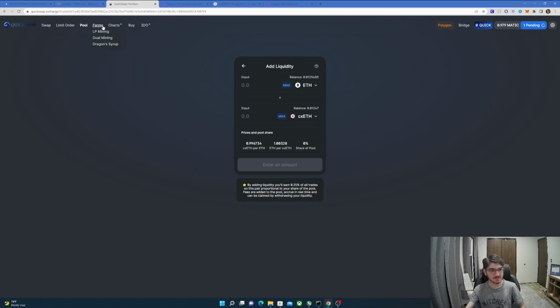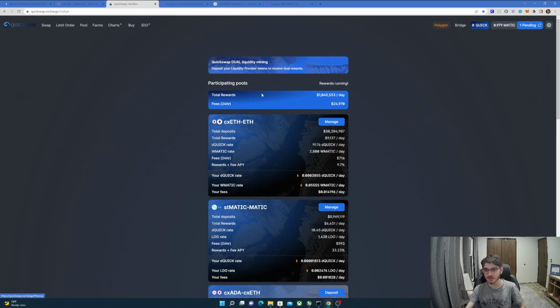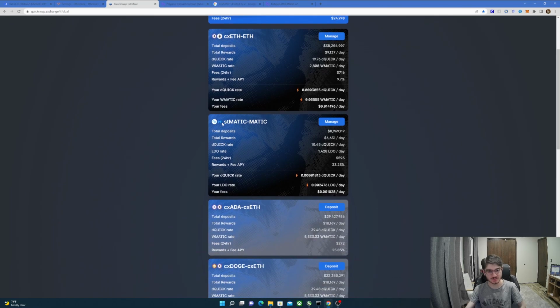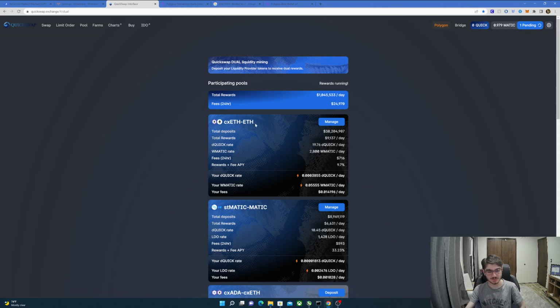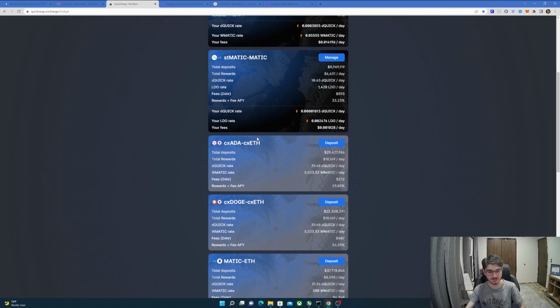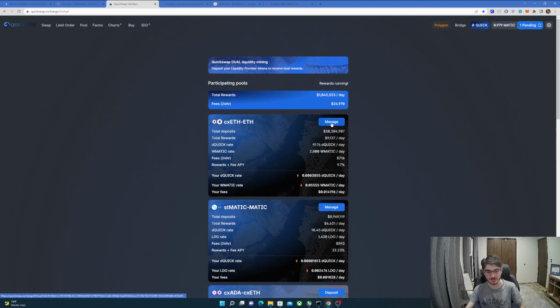So once that transaction has happened, you're going to go into dual mining, and then you're going to go into manage, into whatever assets you deposited. So if you deposited staked Matic and Matic, you'd go on here. If you deposited CX ETH and ETH, you go onto here. If you deposited ADA and ETH, so on and so forth. You know what I'm talking about, okay?